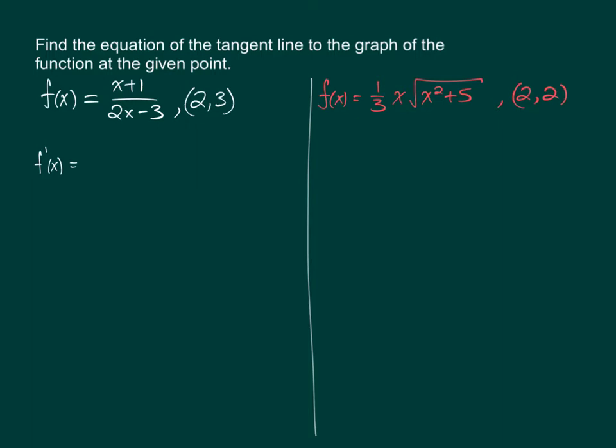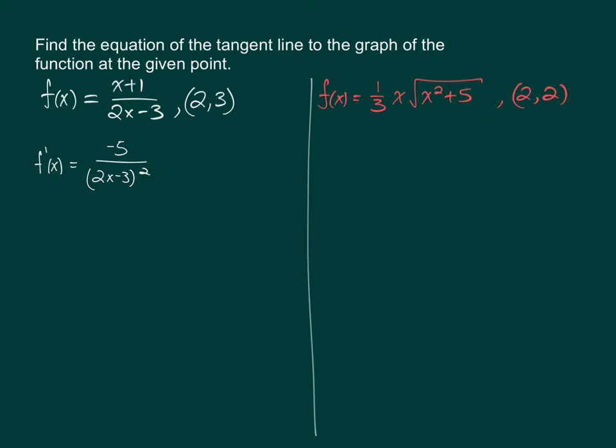So the first function over here, f of x equals (x plus 1) over (2x minus 3), we're trying to find the equation of a tangent line at the point (2, 3). So the first thing you need to do is find the derivative. When you go through and find the derivative of this function, it'll look something like this: negative 5 over (2x minus 3) the quantity squared.